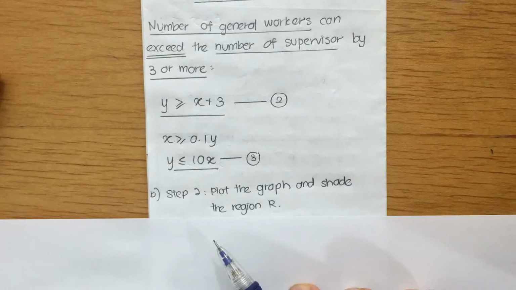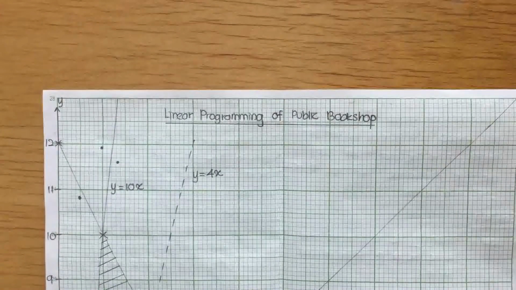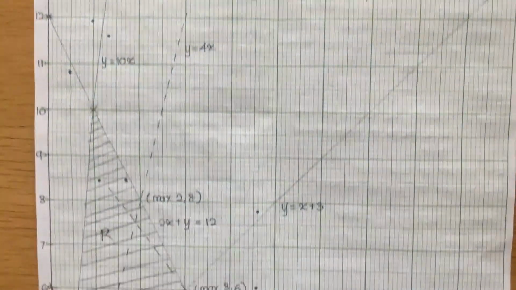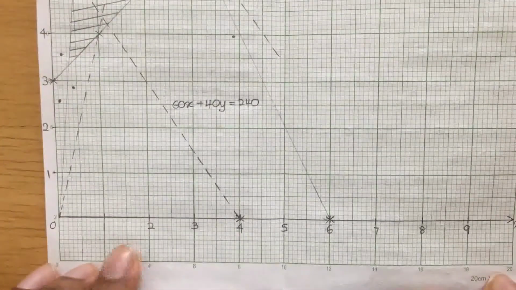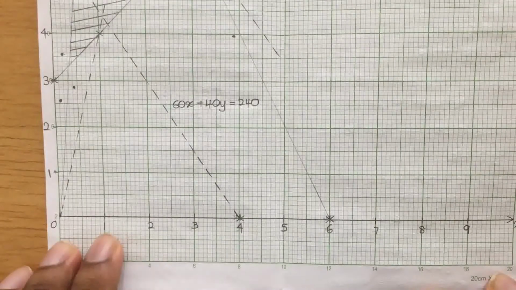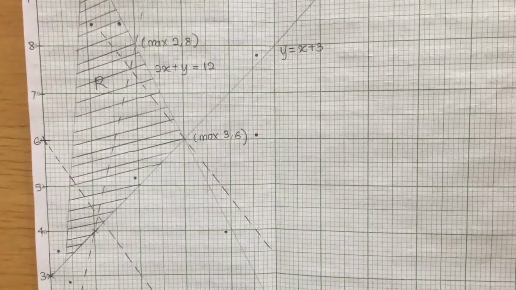Okay, I'm going to show you the finished linear programming graph. So please hold on for a moment, guys. Okay, as you can see here, this is the linear programming of the public bookshop. So this is the complete graph. So 2 centimeter to 1%. So this is your respective scale.